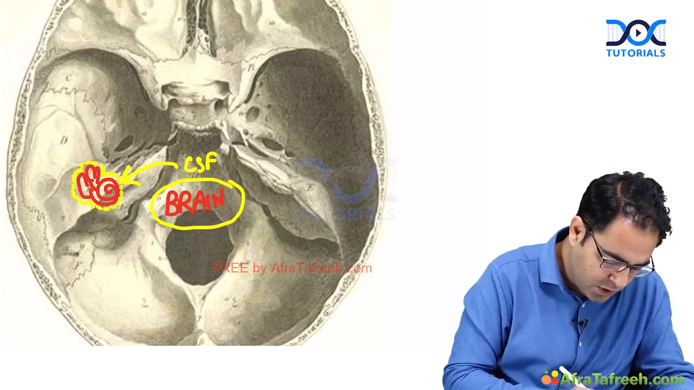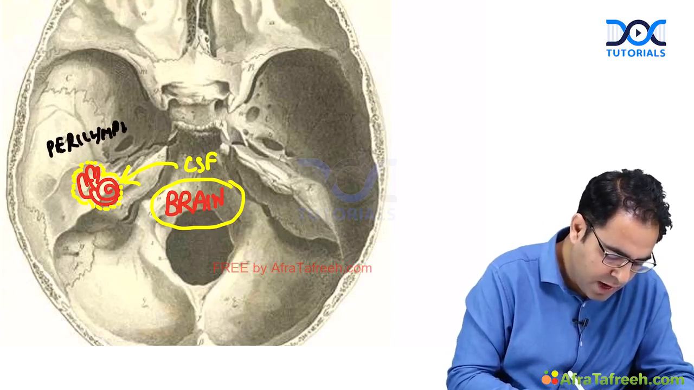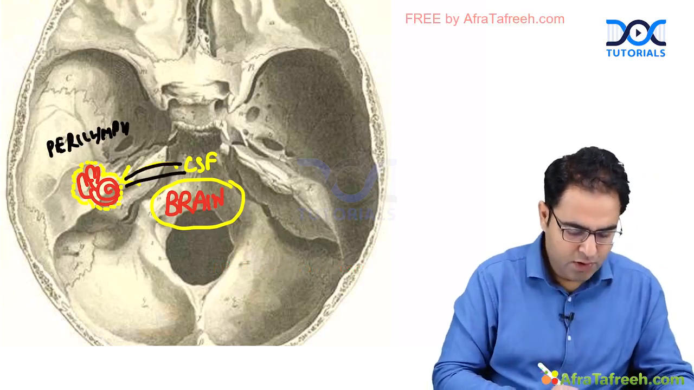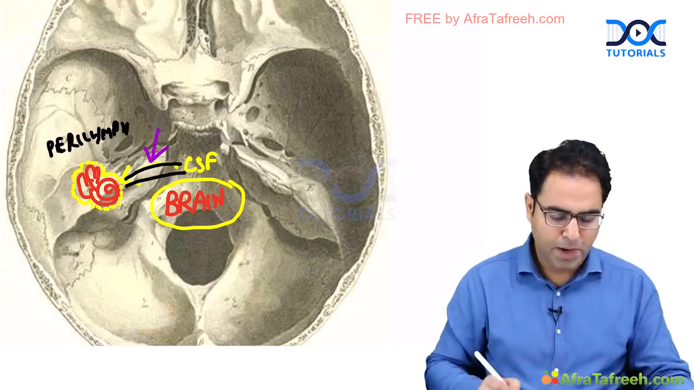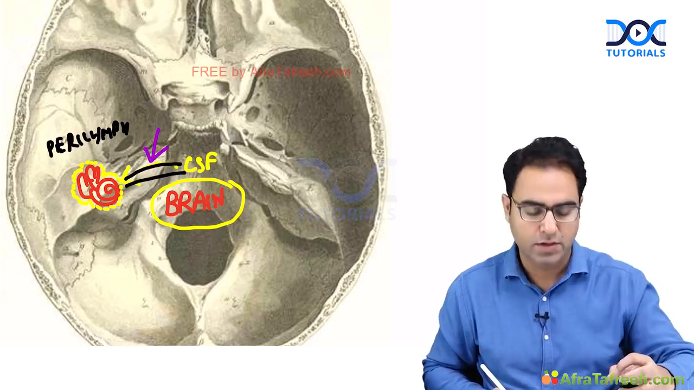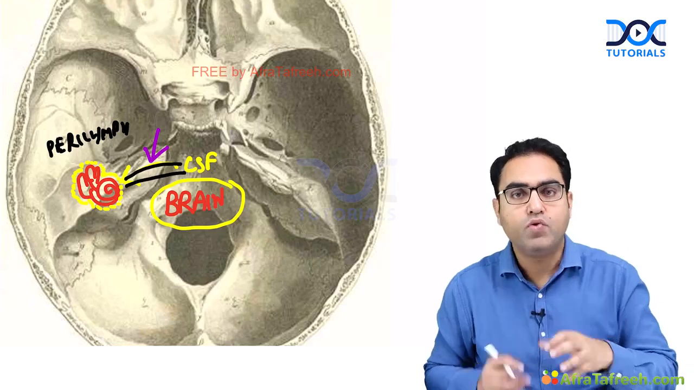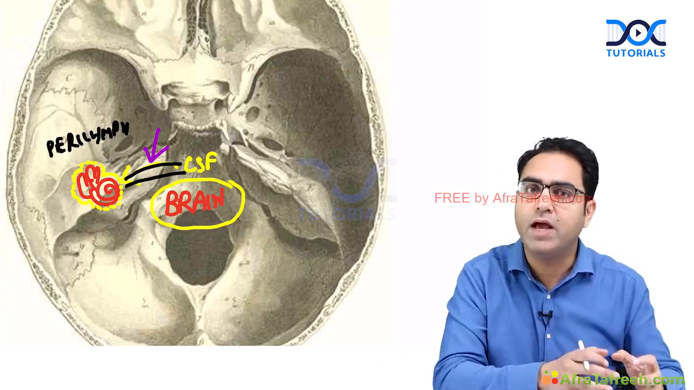Now this is actually your perilymph. Am I clear? The same CSF is called perilymph. But don't you think you need a bony channel to connect the CSF with the perilymph? Now this bony channel, look at the purple arrow, is important. It's a multiple choice question. This bony channel is called the aqueduct of cochlea. So the aqueduct of cochlea connects CSF of the brain to the perilymph of the inner ear.